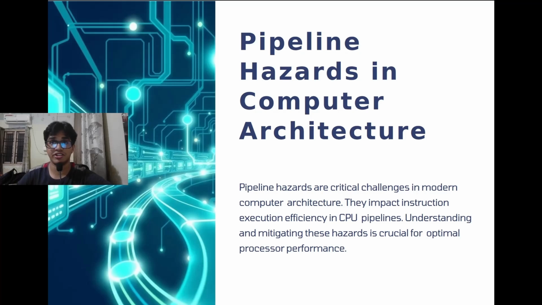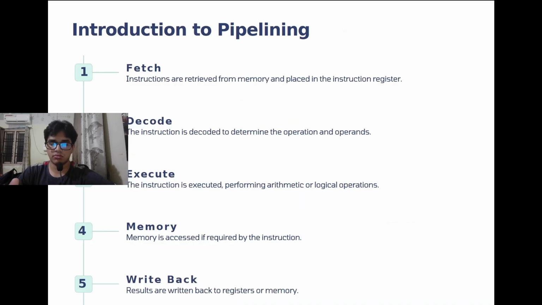In computer architecture, pipeline hazards are situations that prevent the next instruction in the pipeline from executing during its designated clock cycle. This can lead to stalls or delays, reducing the efficiency of a pipeline processor. What is pipelining? Pipelining in CPUs is a technique to increase instruction throughput by dividing the process of executing instructions into multiple stages. Each stage in a pipeline completes a part of an instruction, allowing several instructions to be processed simultaneously in different stages.